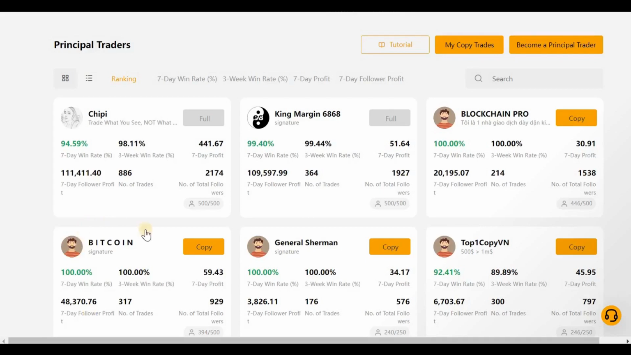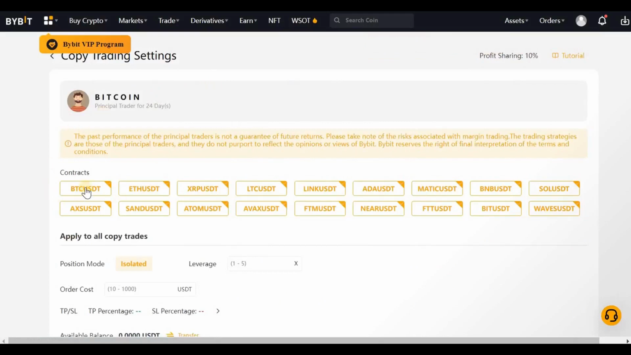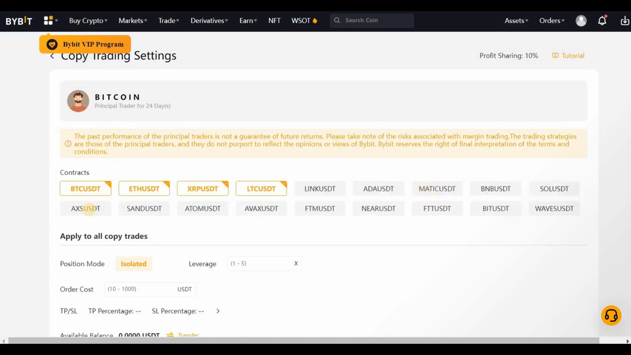If I want to select this trader, I can go ahead and click on copy right here. In this section, you can see the following contracts that this trader is willing to trade. Right here, you can select or deselect any of these trading pairs. So I can remove most of these trading pairs as I may not be interested in these contracts. Alright? So right now, you can see that I am willing to trade these 4 contracts with a strategy.